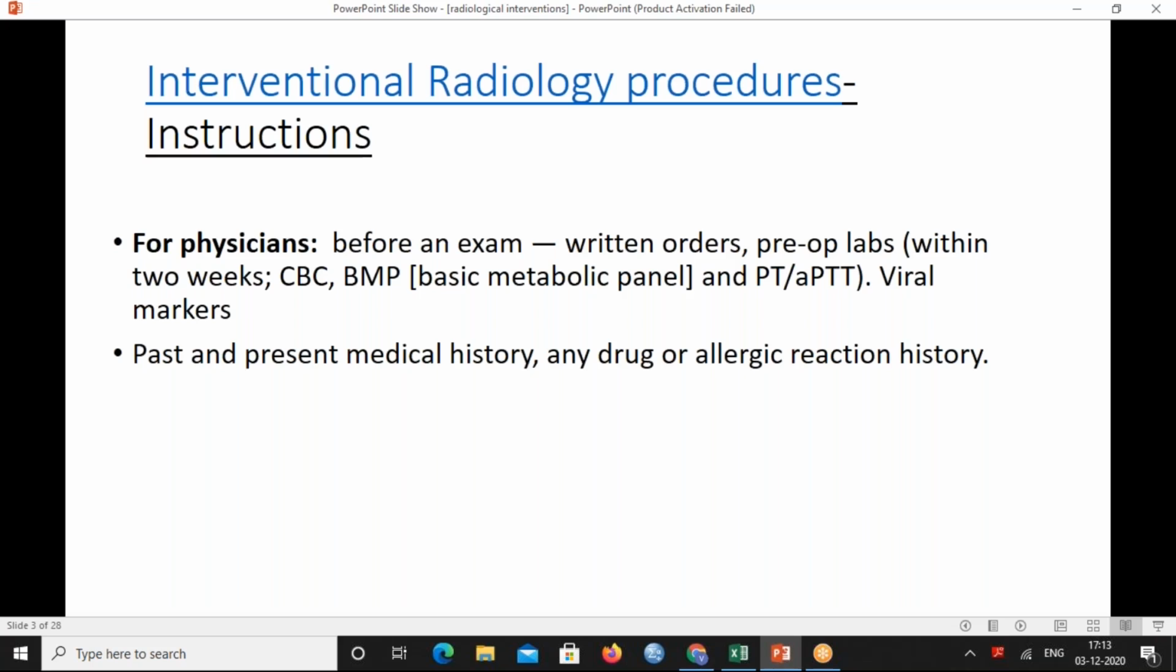Viral markers: in the present time, we are taking COVID-19 RT-PCR reports of a minimum of within 7 days duration and not beyond that. And for HBsAg, HIV, and HCV, we are taking it for around 15 days. And there should be a clear-cut past and present medical history, and any drug allergy history should be noted on the patient sheet and told to the IR team before any procedure is done.